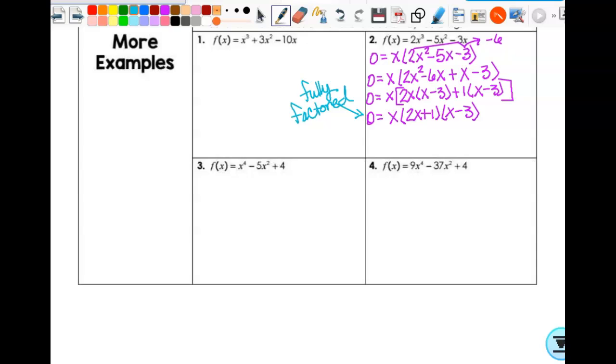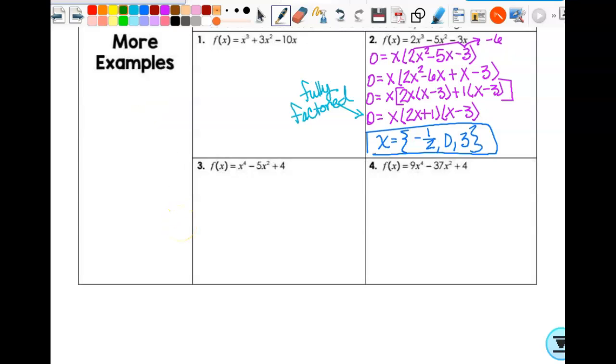Okay, fully factored. Some of you stopped too soon when you thought you were fully factored and you were not. I am now fully factored. Now I can get my zeros from that. What's the smallest one we got? -1/2. Then what? 0, then 3. Those are my zeros to the function. Any questions about that?